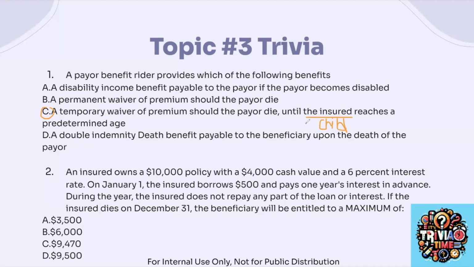Number 2, the answer would be 9,500, because we see that the interest was already paid, but the amount that the insured borrowed wasn't paid back. They didn't repay any part of the loan. So remember, if that happens, like with withdrawals, that would be subtracted from the face value of the policy or the death benefit. So 10,000 minus 500 would give us D.